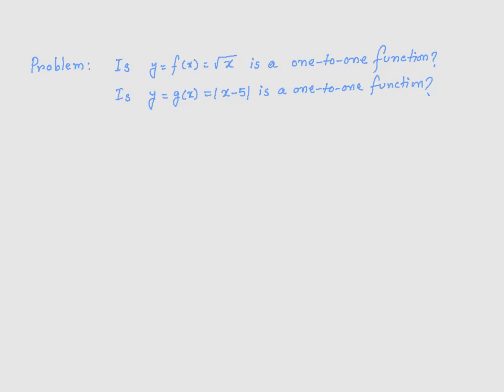In this video, I am going to determine whether two given functions, one is the square root of x, another is the absolute value function, whether they are one-to-one or not. Let me start off by saying what it means for a function to be one-to-one.